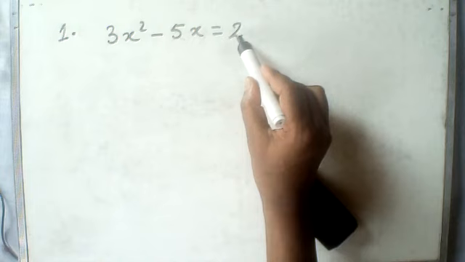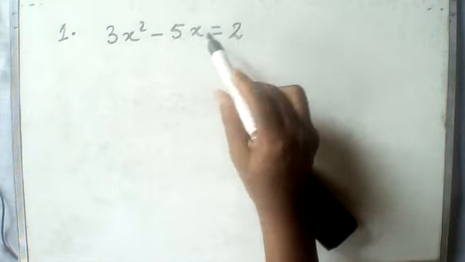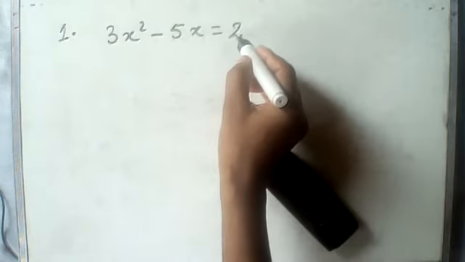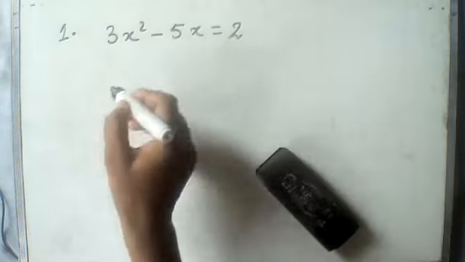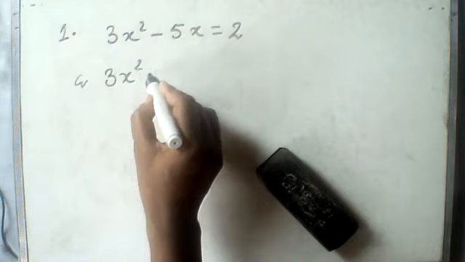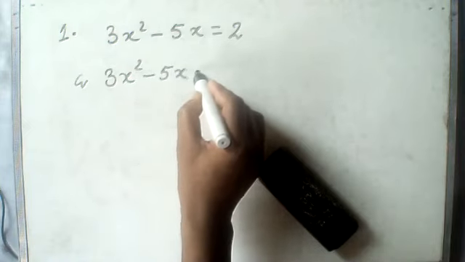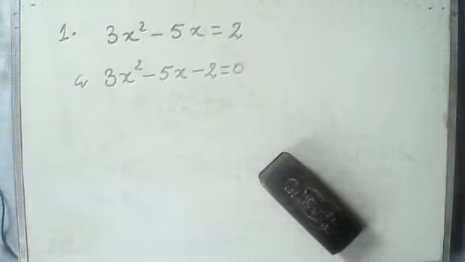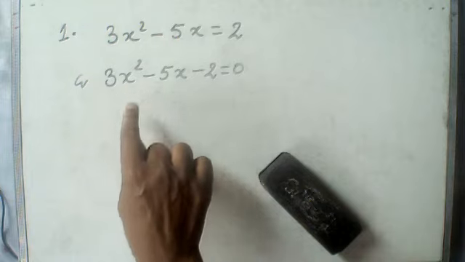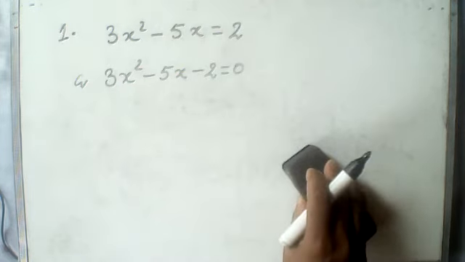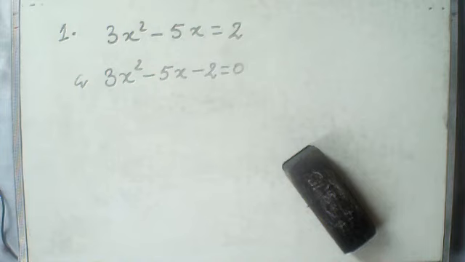To make this 0, either we subtract 2 from both sides or we bring this 2 from right to left. We shift this to the left side, and this plus 2 will be minus 2. So 3x square minus 5x minus 2 is equal to 0. This should always be in the form of ax square plus bx plus c, as we have discussed just a moment before. Now we need to factorize this.